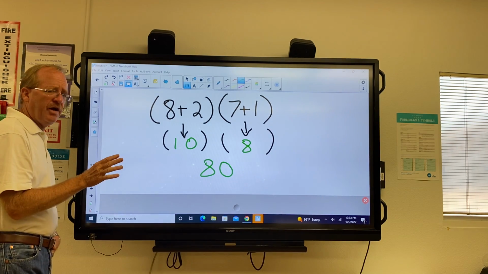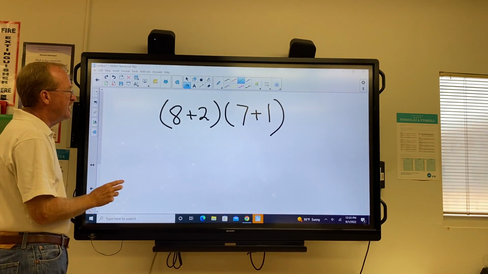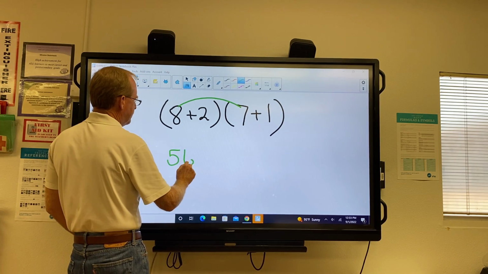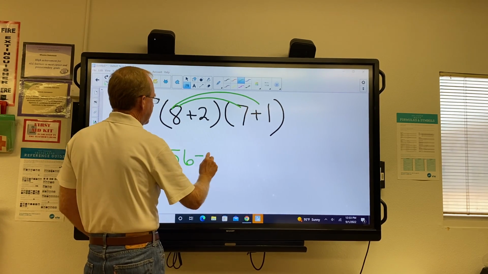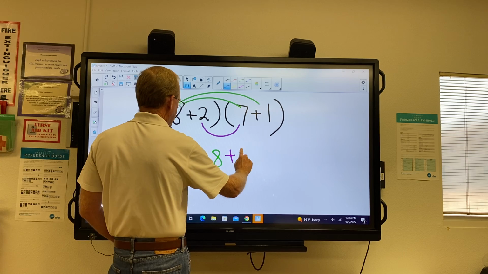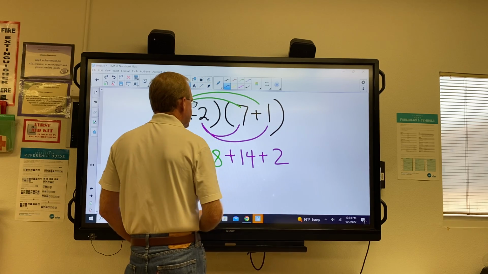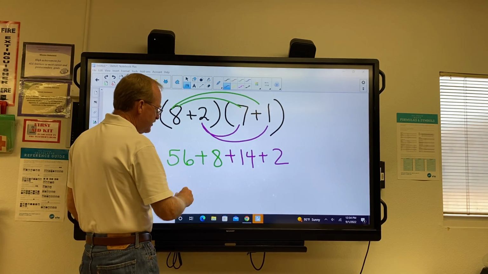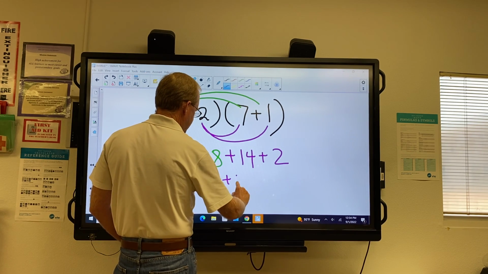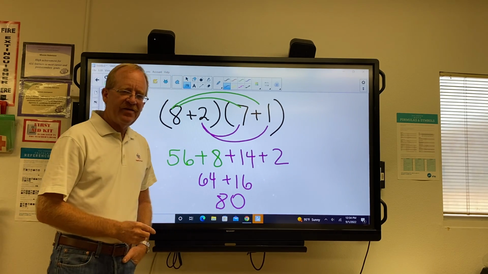I want to show you something interesting, though. You could do this problem a different way. This would not be a way that you automatically think of, but there is another way to do it, and it's this. You can multiply this guy, 8 times 7, that's 56, and 8 times 1 is 8. Here, you could go 2 times 7 is 14, and 2 times 1 is 2. And if you did that, you'd discover something interesting. That's 64, that's 16, and if you add those together, you get 80.